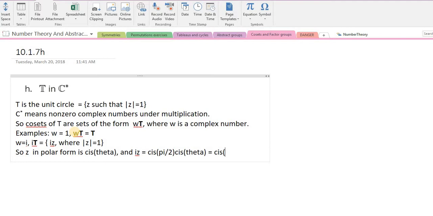Oh, doesn't it double the angle? Almost. Squares it. No. It adds them. It adds the angles. Okay. All right. I knew it did something. Theta plus pi over 2.